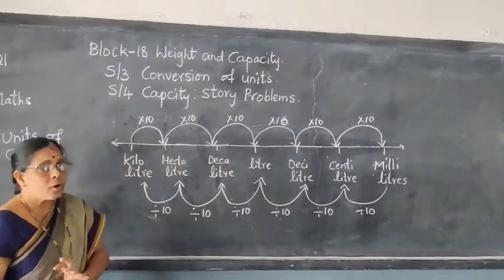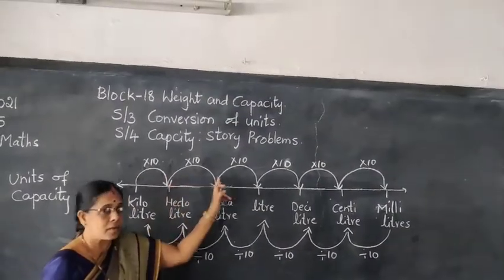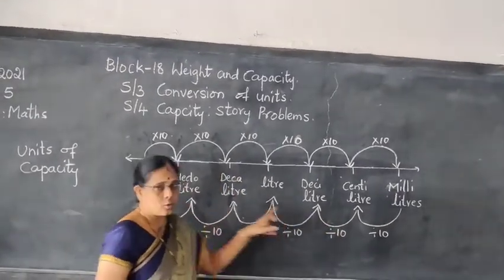So the same method you have to follow. When you are converting a bigger unit to a smaller unit, you have to multiply at every step. When you are converting a smaller unit to a bigger unit, you have to divide.